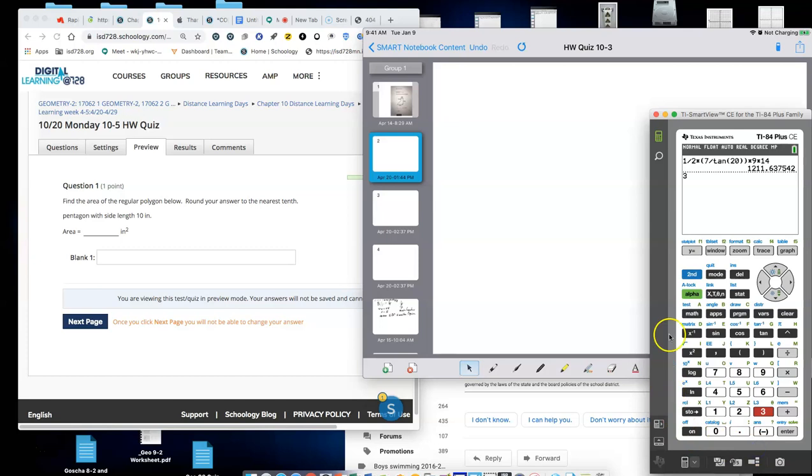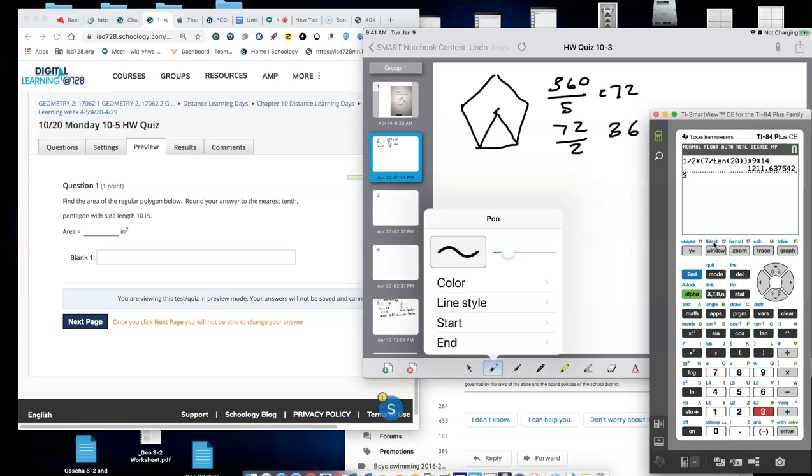I'm going to get my calculator up here so we can talk about that. I'm looking at finding the area of a regular polygon. Round your answer to the nearest tenth. It's a pentagon, so I'm going to draw out a pentagon real quick. I'm going to find its central angle. It's 360 divided by 5, which is 72. I take that 72 and cut it in half and get 36.